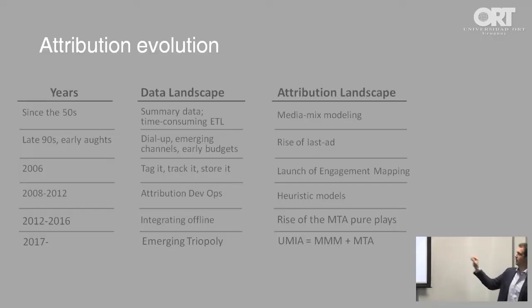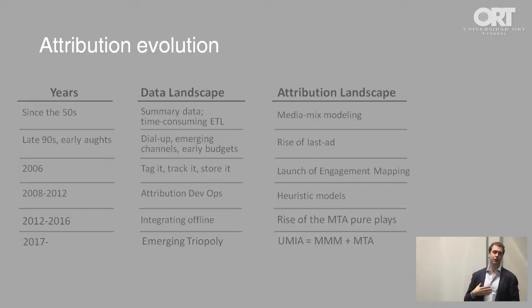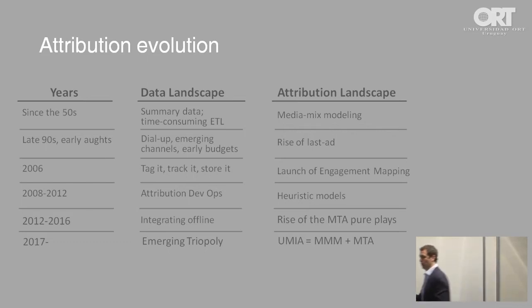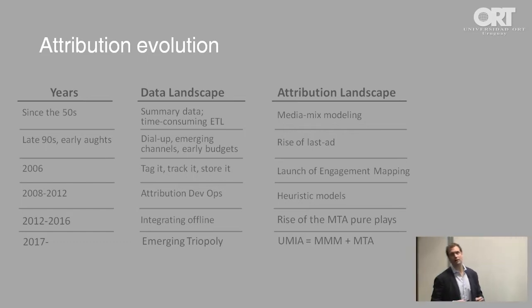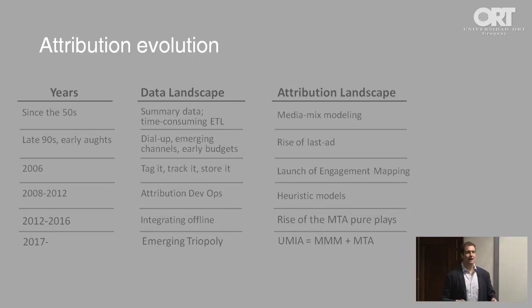And this is where, in 2006, the company I was working for, which was called Aquantive, launched engagement mapping. And so this was the first multi-touch attribution algorithm. And I worked on that as a statistician and as a developer. And so we'll talk about what multi-touch attribution is. But this is where it started, in 2006.